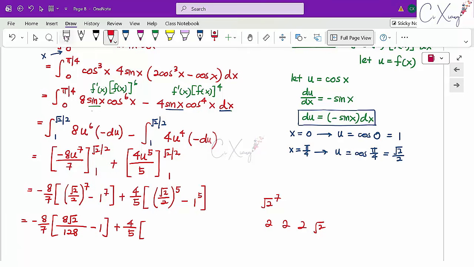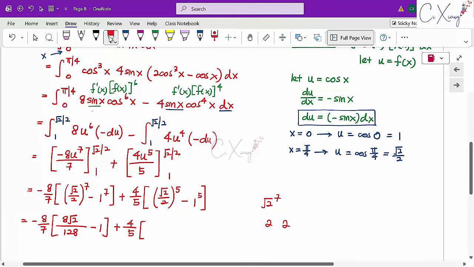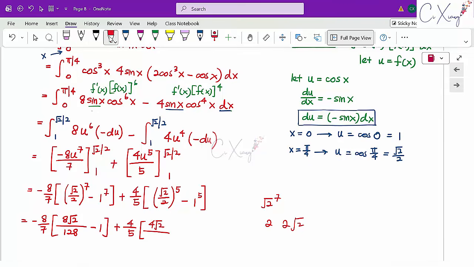Then plus 4 over 5. For root 2 power 5, you have 2 times 2 times root 2. This is root 2 power 5. Then you have 4 root 2, divided by 2 power 5. So 2 power 5 gives you 32. Then minus the 1.